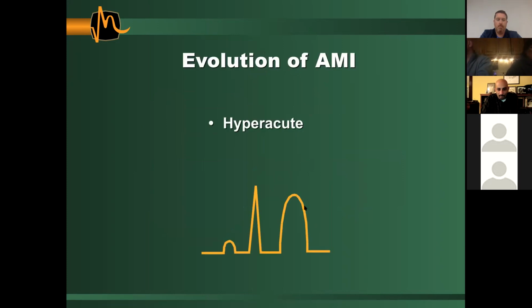And it's important to know that the first thing you see in injury is that the T waves get hyperacute. They get really tall. And when we say really tall, if you see a T wave that's just about as tall as the QRS, that's a hyperacute T wave. And that may be the first sign. Before the ST segment even rises, you see a hyperacute T wave.